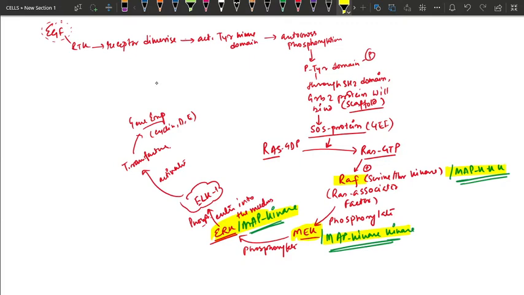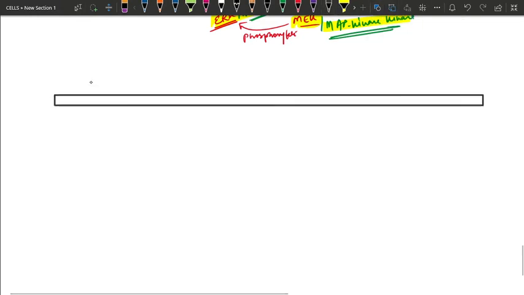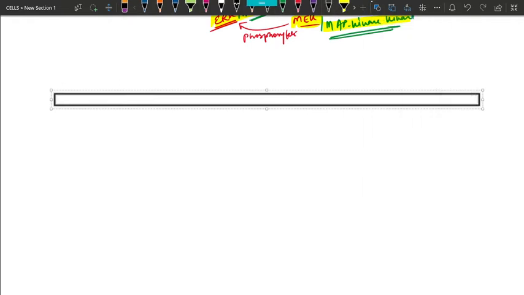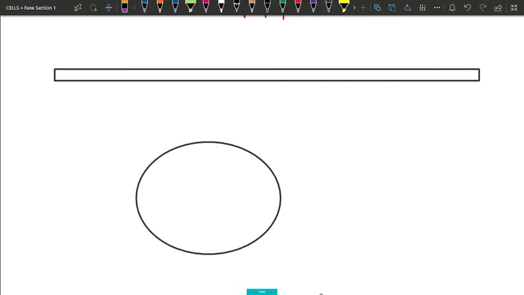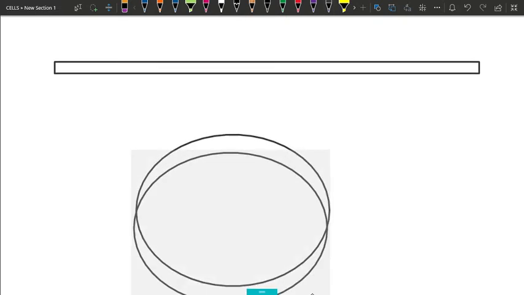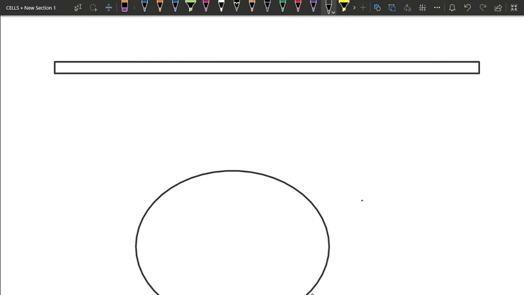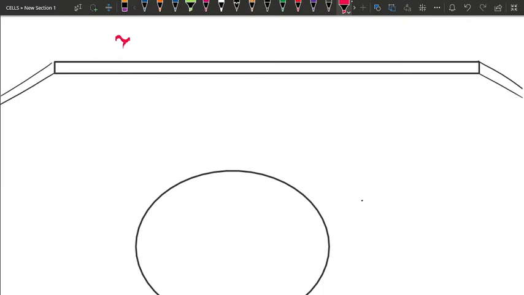So now I will show you a diagram, then you will understand. So let's do it in this manner. Suppose this is the membrane, and suppose this is the nucleus. Now, these are the receptors. So I will draw the receptor first. So suppose this is the receptor.